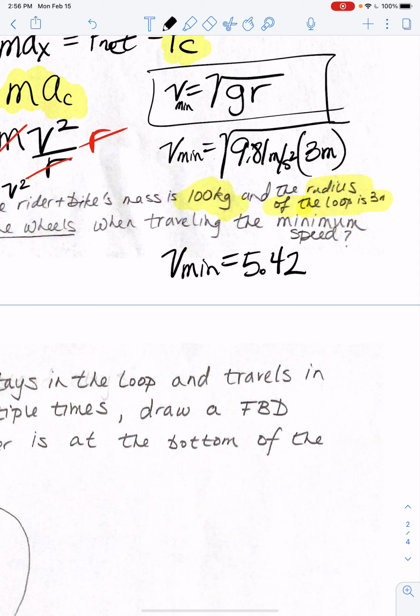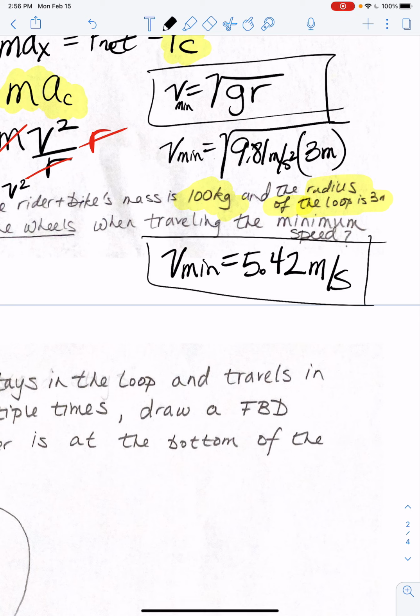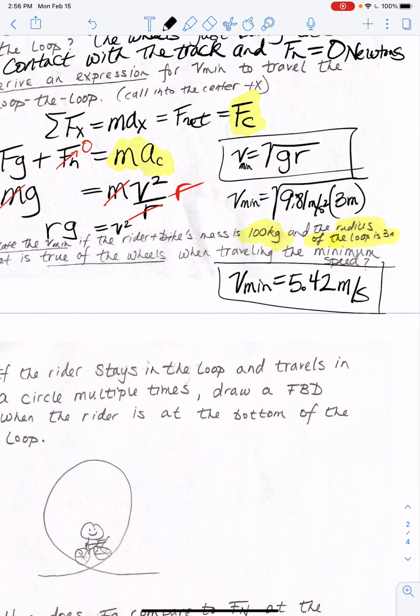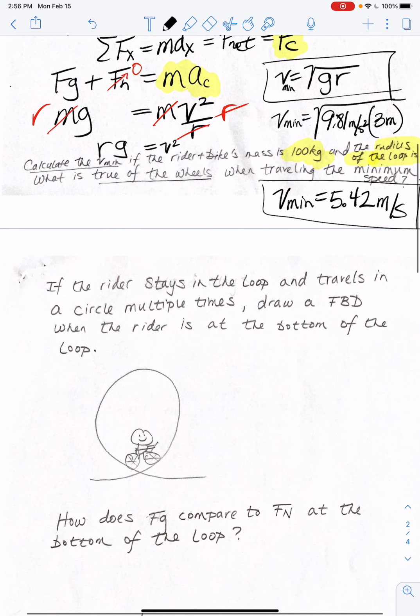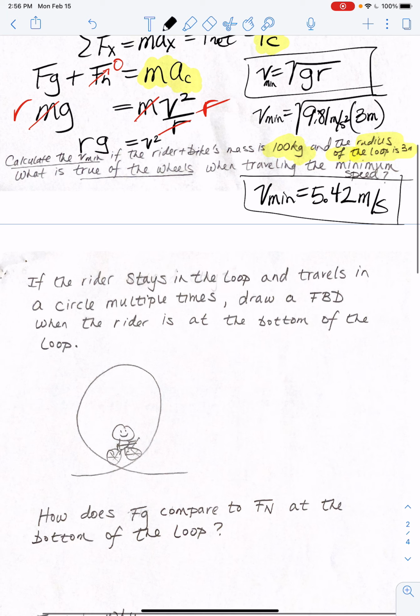That's in meters per second. What is that in miles per hour? Double it and then add some. So maybe 14 miles an hour or so. 12 miles an hour. So decently fast to get around that track, that loop.